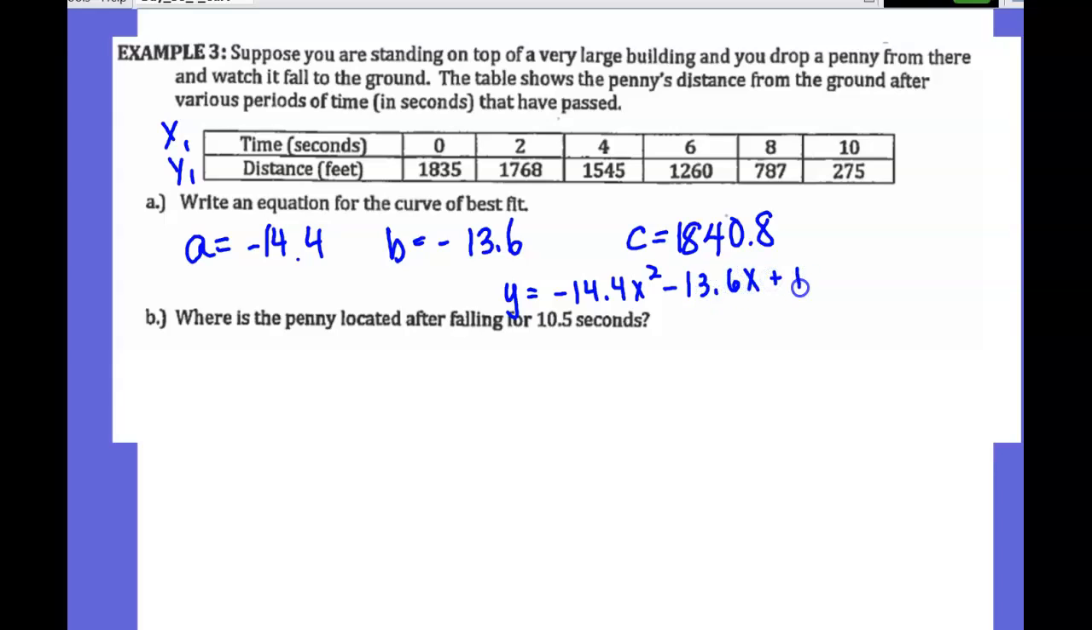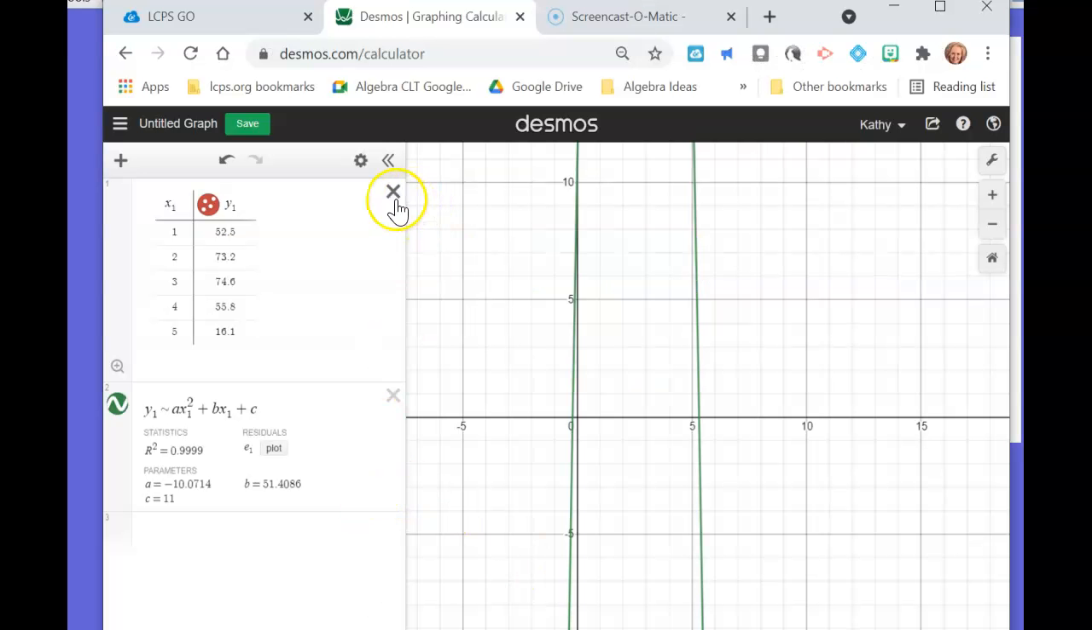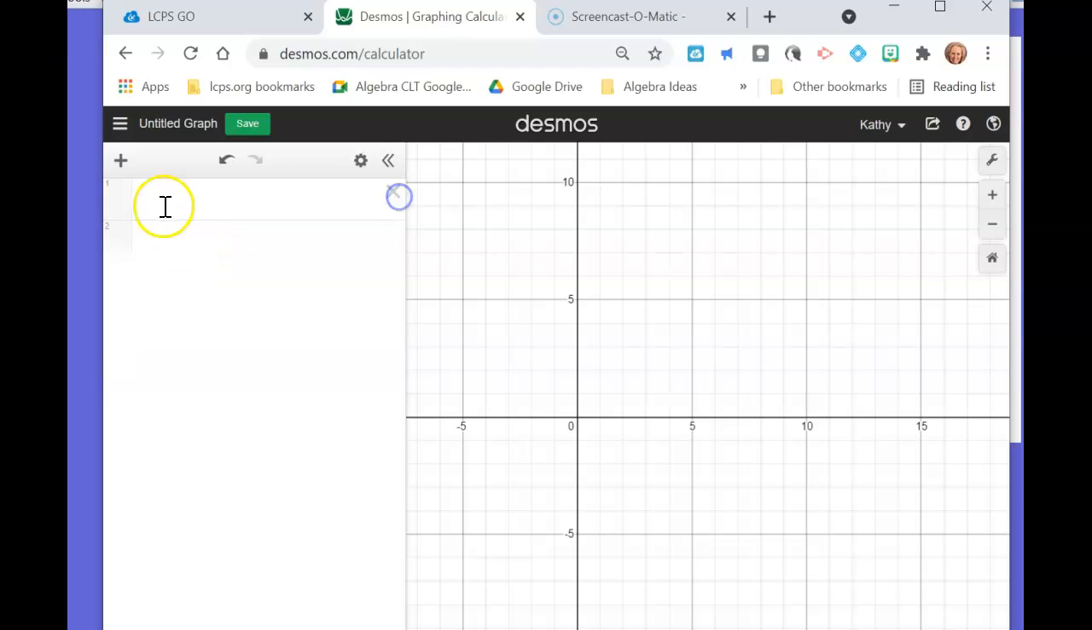So you can write the equation as y is equal to negative 14.4x squared minus 13.6x plus 1840.8. If we want to make a prediction, where's the penny located after falling for 10.5 seconds, we're going to let our x be equal to 10.5 and plug it in. This might be an easier one to actually go back to Desmos.